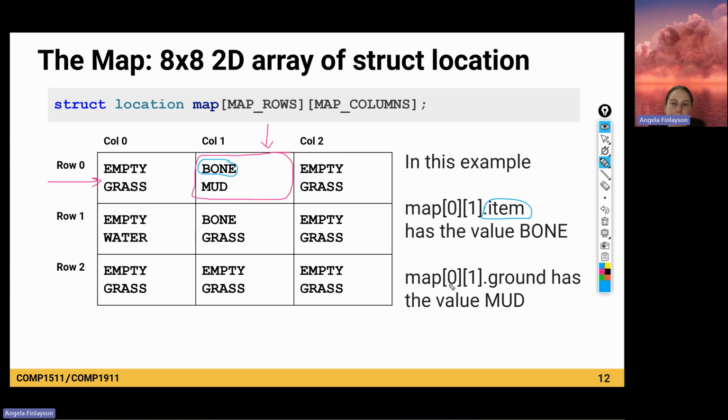And, you know, map at row 0, column 1, if I go to dot ground, that has mud in it. Okay, so that's how we can access all the data inside this map.